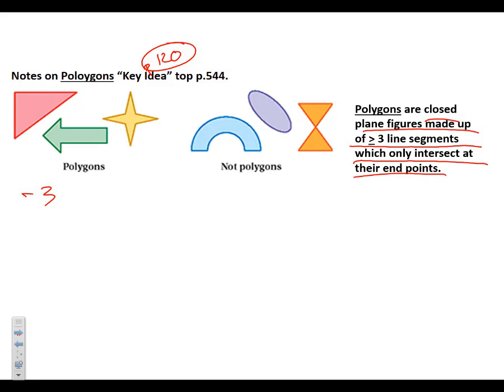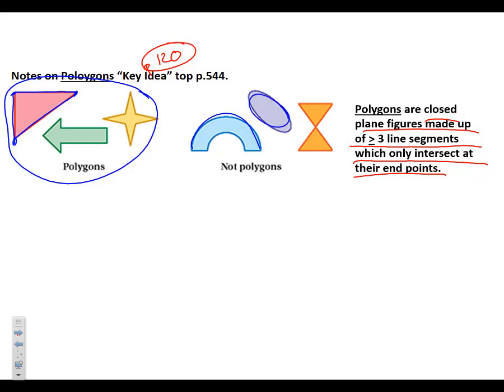So, when I come over here and look at these examples of what we call polygons, we can plainly see that these line segments intersect only at their endpoints. There's at least 3 line segments, and the figure is closed. There's no opening. Okay, all 3 of these examples are polygons. And when we come over here, well, we can see this first one. That's not a line segment. It's rounded. This one's oval. That's not a line segment.